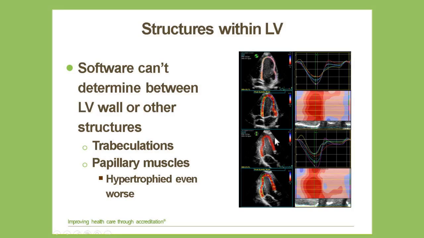This can be fixed very easily by just going in and editing and pulling it back out to the lateral wall there. Again, in the apical long axis view here, we see where it's come in on the papillary muscle and track there. So again, we would just edit this back out so it's not tracking over on the papillary muscle.